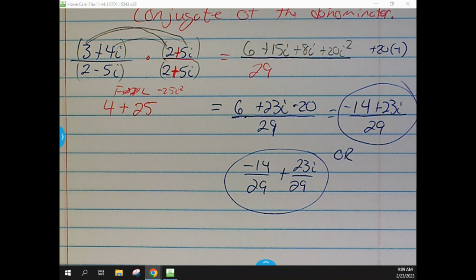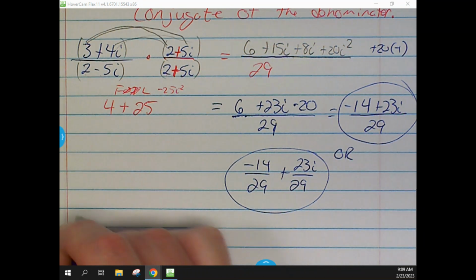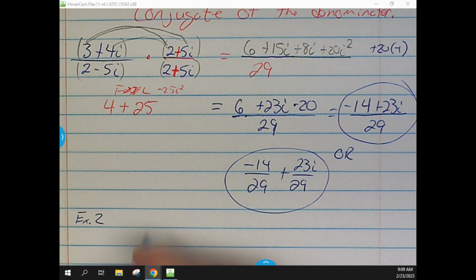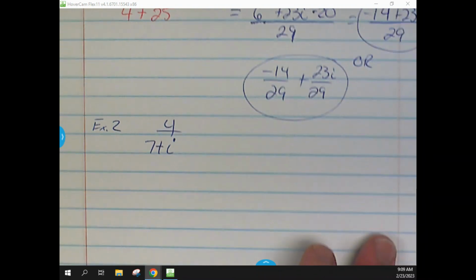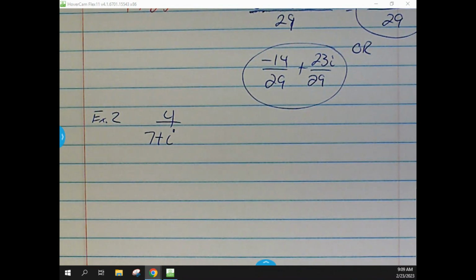All right. Let's do this. Let's give me another one of those. One that looks a little bit different, but it's still the same thing. So let's go with 4 over 7 plus i.